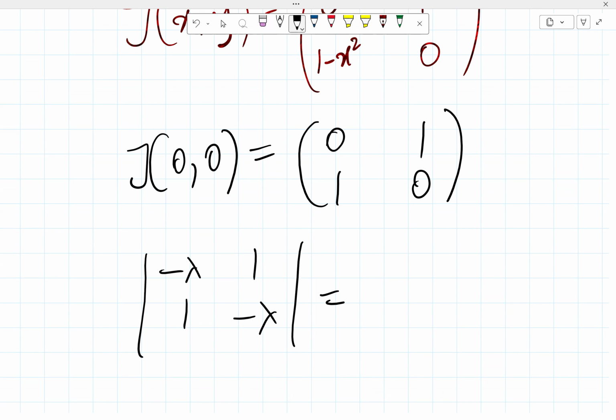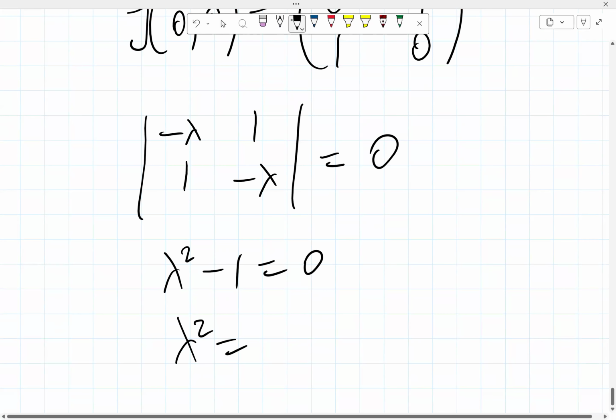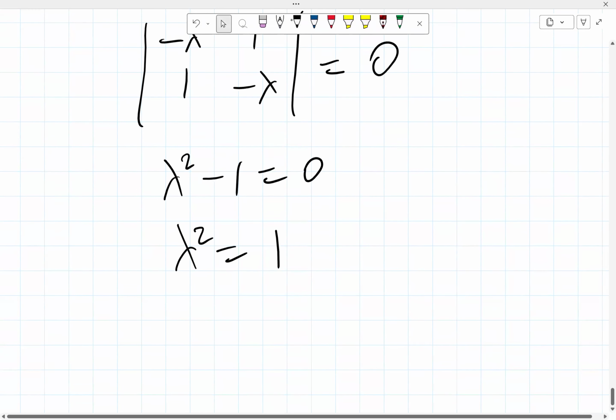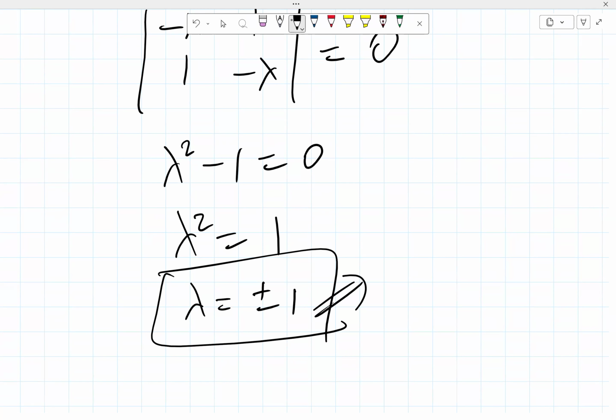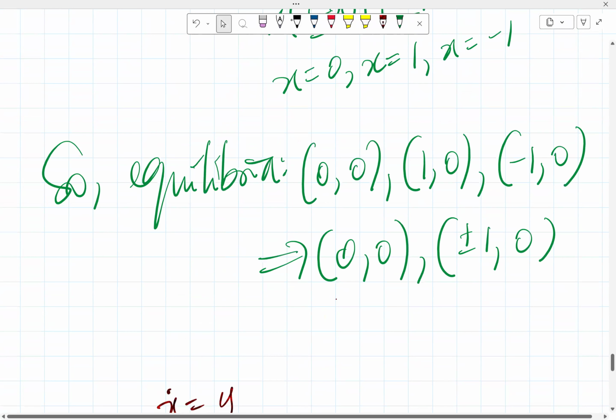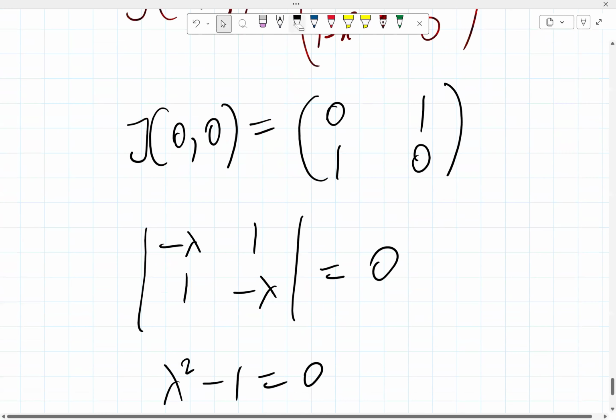I think this is the faster way. So for eigenvalues, here we have lambda squared minus 1 equals 0. That means lambda squared is equal to 1, and that's plus or minus 1. So for this, we have the two lambdas, lambda 1 and lambda 2. This shows us we have a saddle. So this particular 0, 0 is a saddle. So 0, 0 gives a saddle.